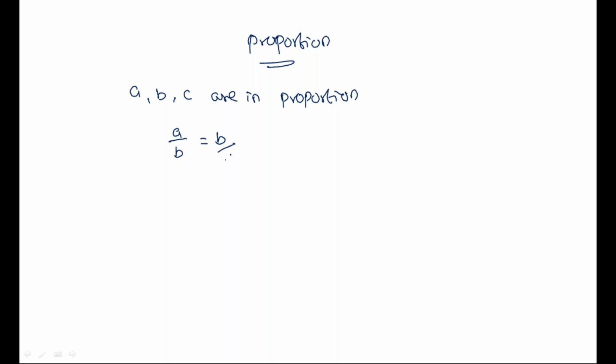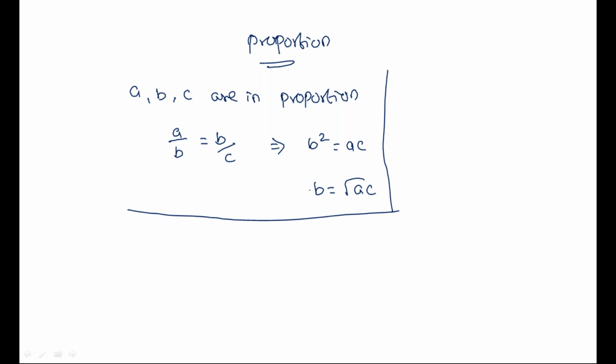Now proportion, so ratios are completed. Now let me go for proportion and variations. See the proportion, what you have to do. If A, B, C are in proportion, a very simple point, then A by B equals B by C. Nothing but B square equals AC, or B equals root AC. If A, B, C are in proportion, we can say A by B equals B by C.